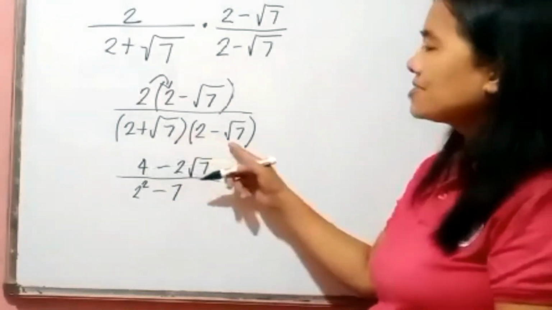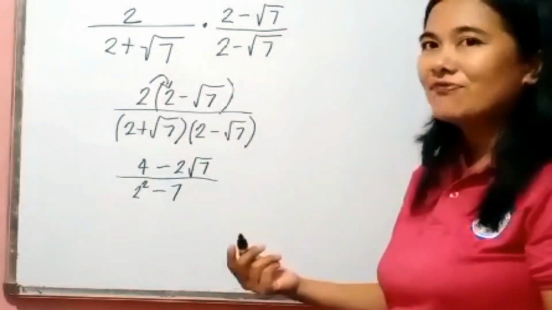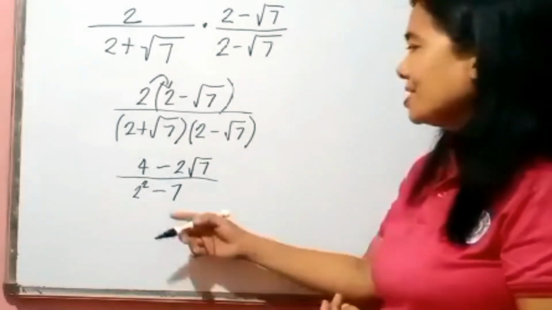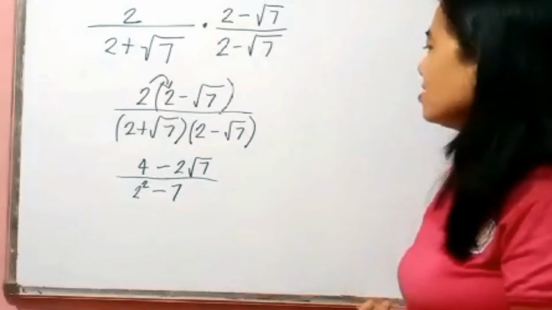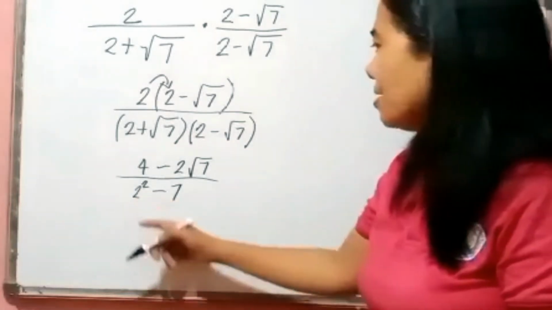Kasi 7 times 7 na siya. So, 7 times 7 is 49. The square root of 49, 7 din siya. Okay? So, ngayon, dito lang tayo sa baba, no?